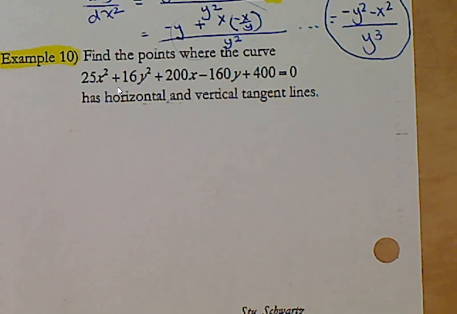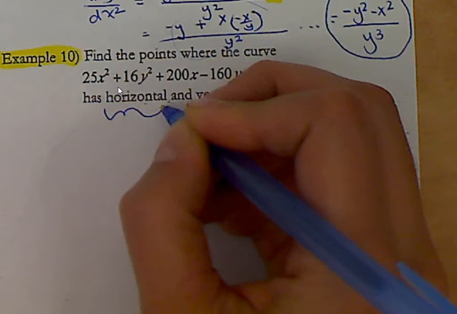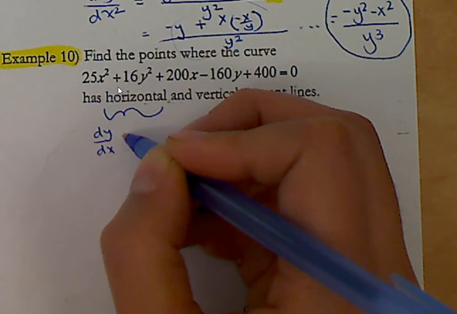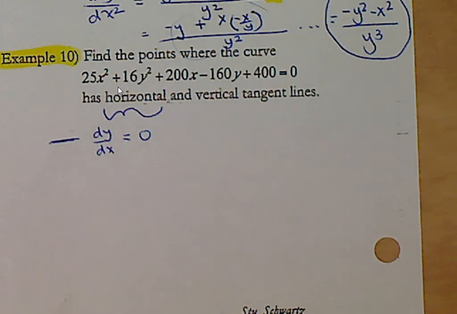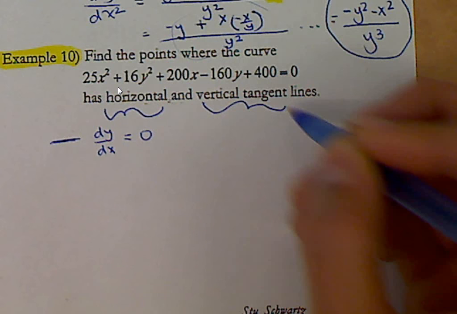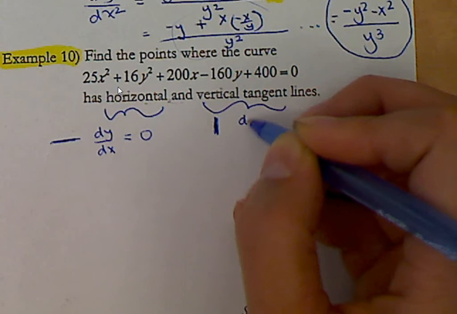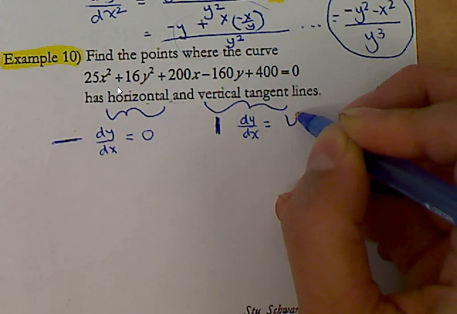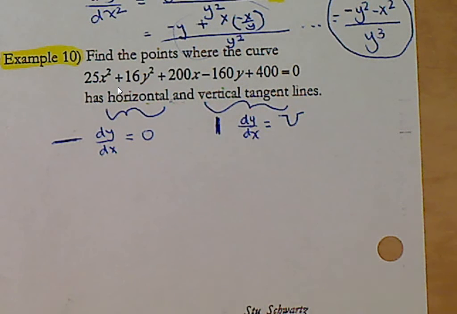Just to remind you of what this means, a horizontal tangent is where dy dx, the derivative, equals 0, because it's a horizontal line. So that is where the derivative will equal 0. A vertical tangent we haven't really talked about, but if you imagine a vertical line, the slope of a vertical line is undefined. So here we're going to figure out where the slope is undefined. And this is how we'll do that.